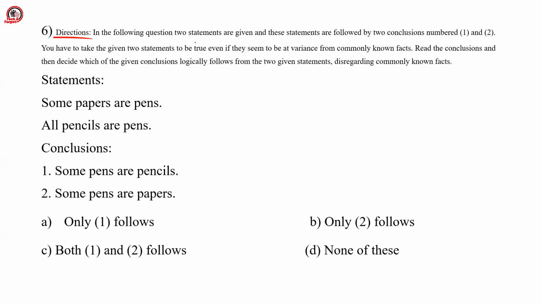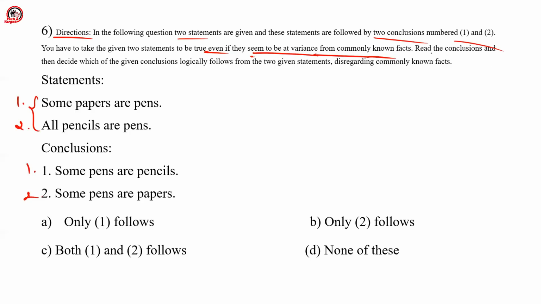So in the following question, two statements are given. So these are the two statements, that is statement 1, this is statement 2. And these statements are followed by two conclusions, number 1 and 2. So this is conclusion 1 and this is conclusion 2. So you have to take the given two statements to be true, even if they seem to be at variance from commonly known facts. So what does this mean? Even if you know, according to practical conditions, that they are false, you have to assume that they are true, right? So this is what they're trying to convey.